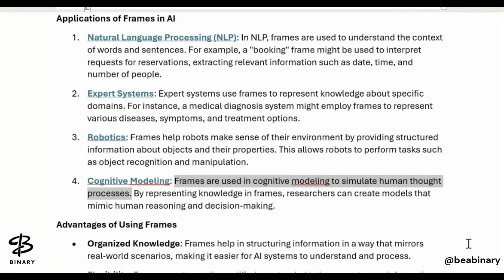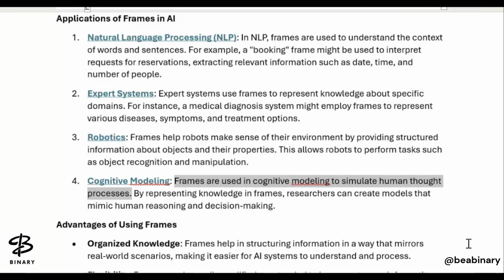Or simply, we are using cognitive modeling in areas like NLP, robotics and expert systems, where there is a need for human understanding, human context and reasoning, right? So when we are talking about a cognitive model, what techniques are we using? We are talking about a knowledge representation technique, right?